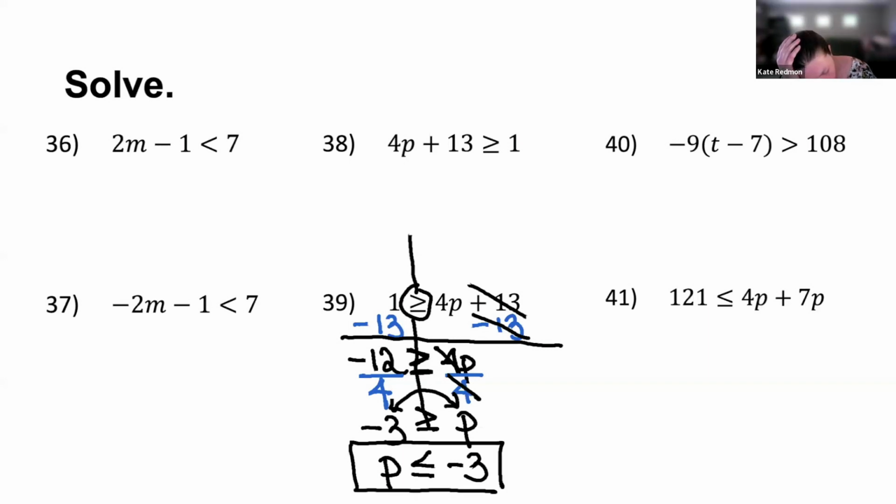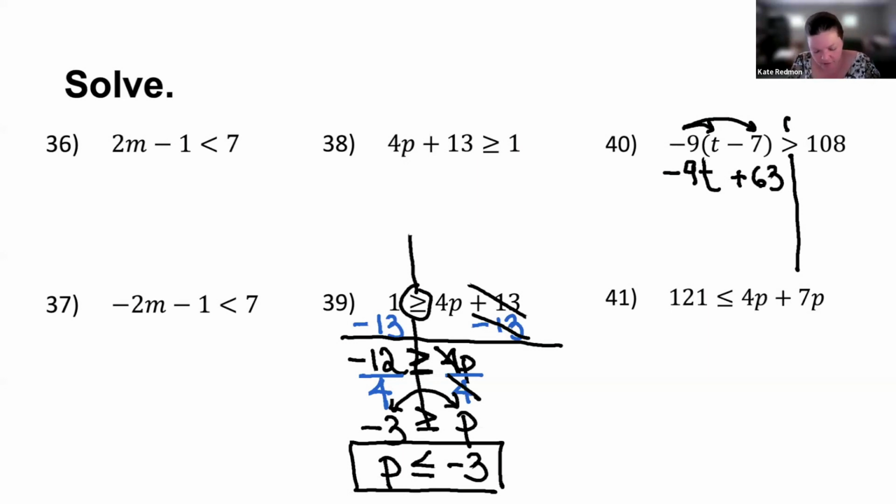-9 times the quantity of t minus 7 is greater than 108. Couple of different ways to go here, but I think I'll follow our lovely simplify before we solve wisdom principle and pass out this -9 to this grouping here. I know how to multiply with a grouping. So -9 times t is -9t, and -9 times -7. Don't miss either one of those negatives as I think of them when I'm multiplying, but that will give me +63.